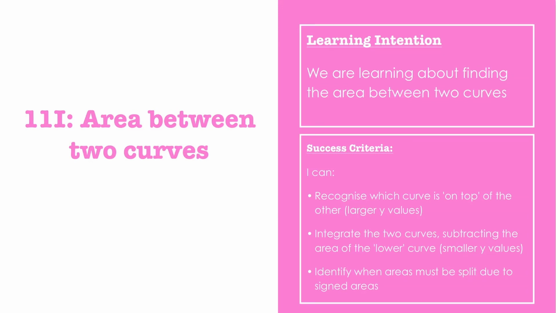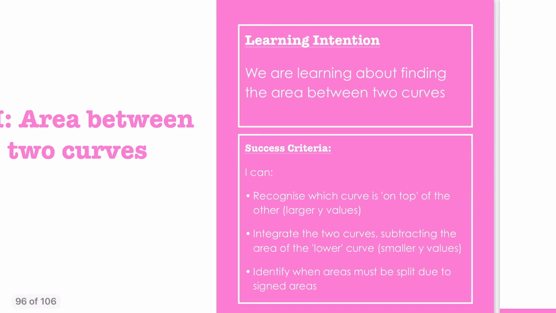11i, area between two curves. Today we're learning about finding the area that's between two curves. What you need to be able to do is recognize which curve is on top, or the higher one, the one with the larger y value. You need to be able to integrate the two curves and then subtract the area of the lower curve, which are the smaller y values, and then identify where the areas must be split due to signed areas.